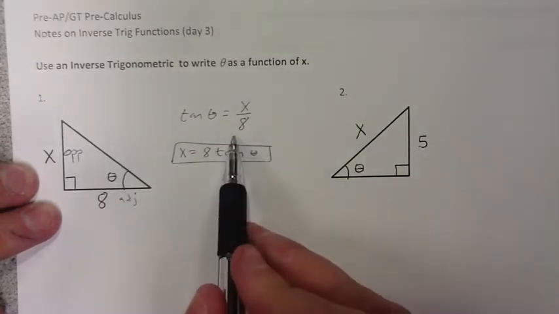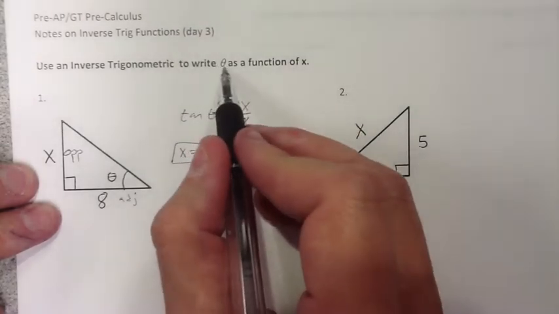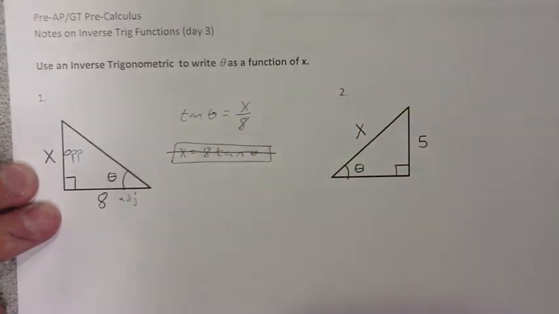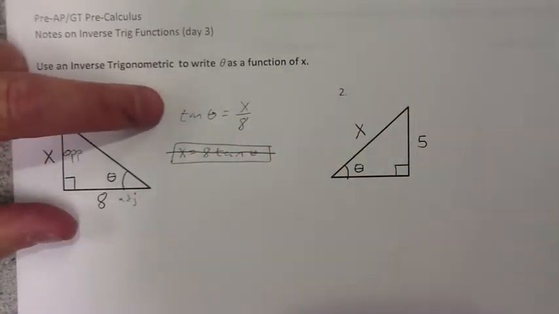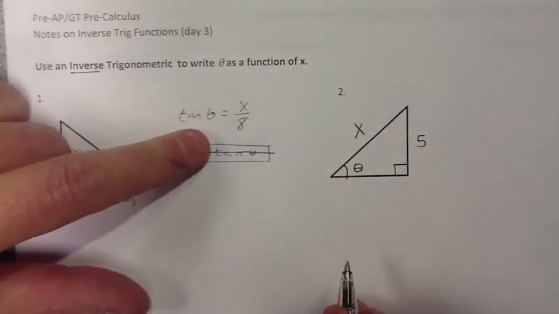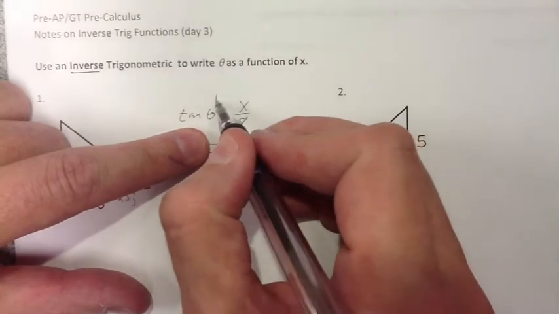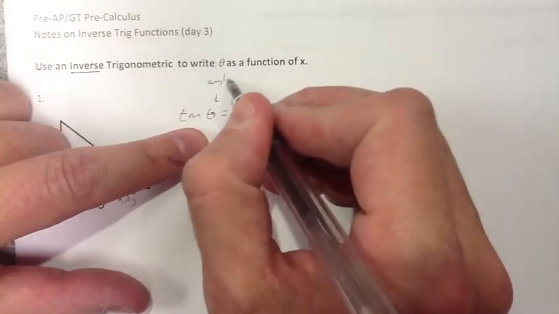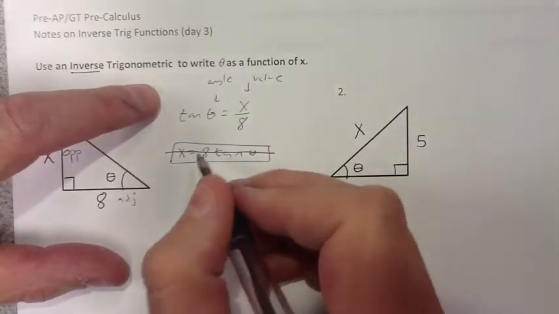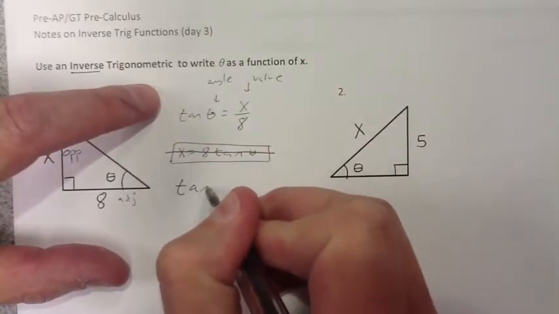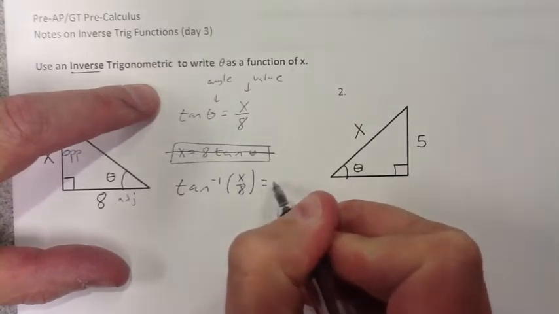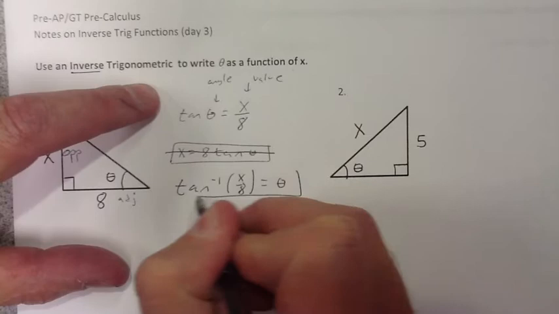But that's not what they're asking us to do. They want us to write theta as a function of x. So that's not going to be our answer here. In order to do this, again, it's very simple. We're going to use inverse trigs. Because remember, in inverse trig, this theta is my angle. This is my value. Inverse trig says I'm just going to switch them around. So I take the inverse tangent of x over 8, and that's going to equal theta. And there's your answer.